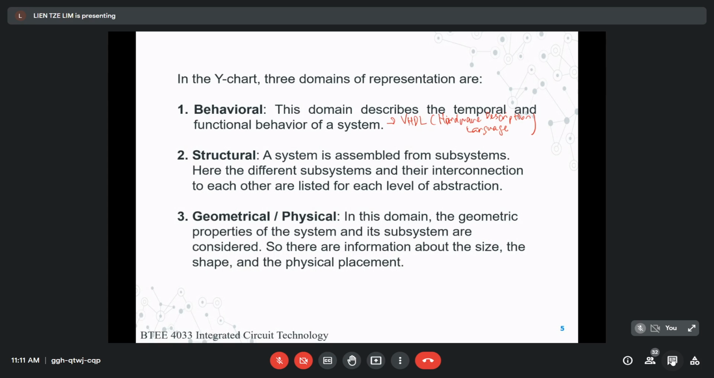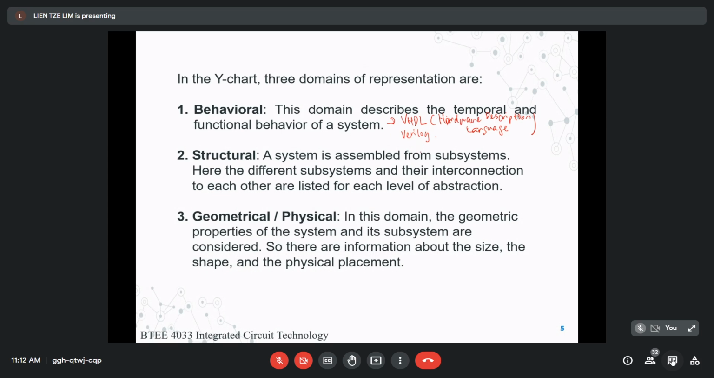You use this language to write the program, and the program is about the functional behavior of the system. If you want to perform specific operations, you can use VHDL to write the functional behavior of the circuit. There is another language, Verilog, which can also be used to describe the behavior of the system.